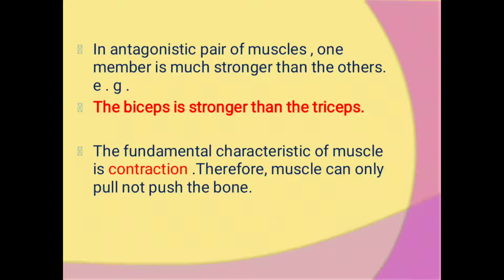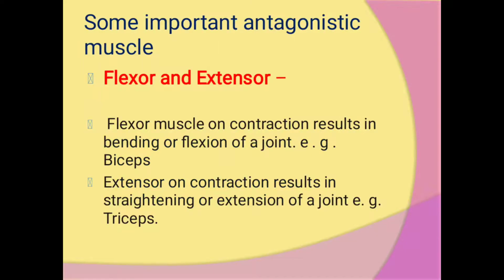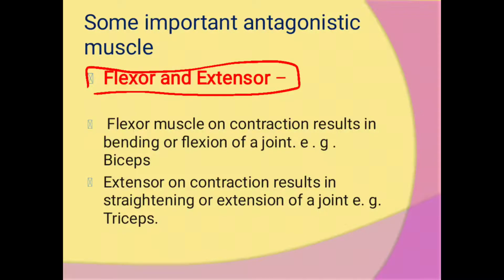Like that, there are some other important antagonistic muscles. Now let's study them. The first one is known as the flexor and extensor. Flexor muscles, on contraction, result in bending or flexion of a joint, that is the biceps. And extensor muscles, on contraction, result in straightening or extension of a joint, that is the triceps.